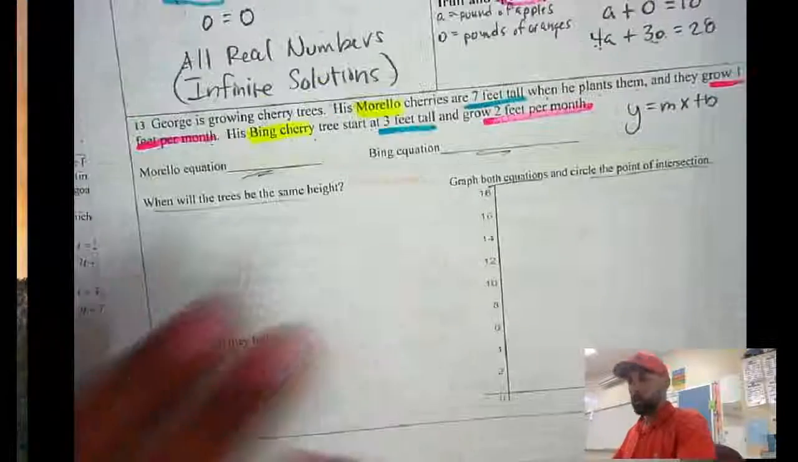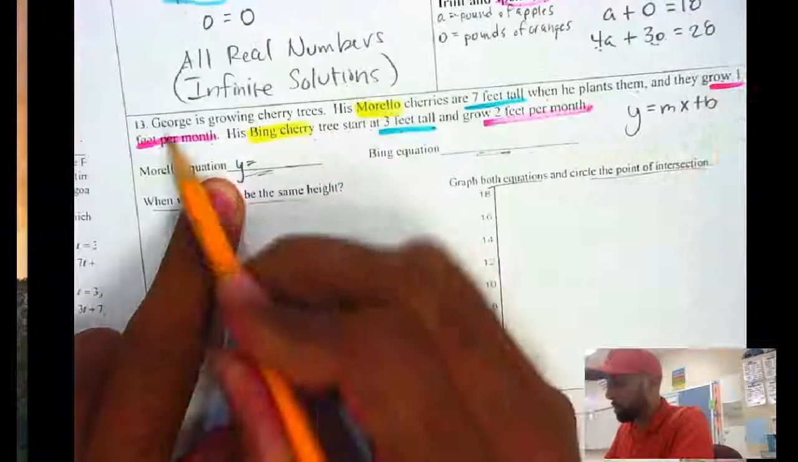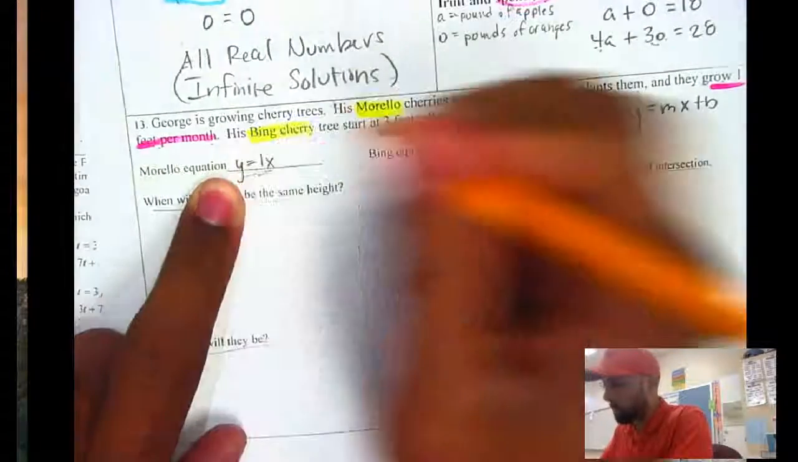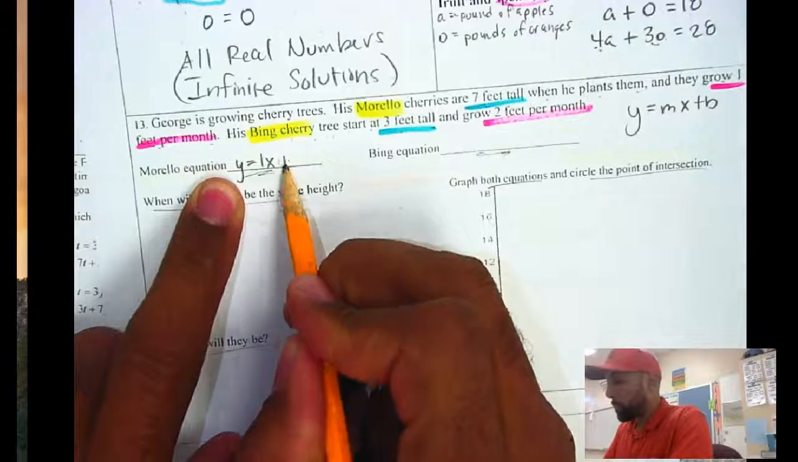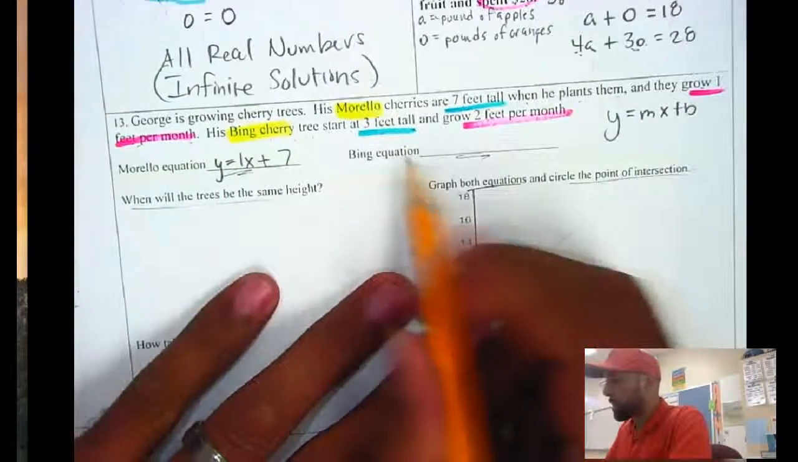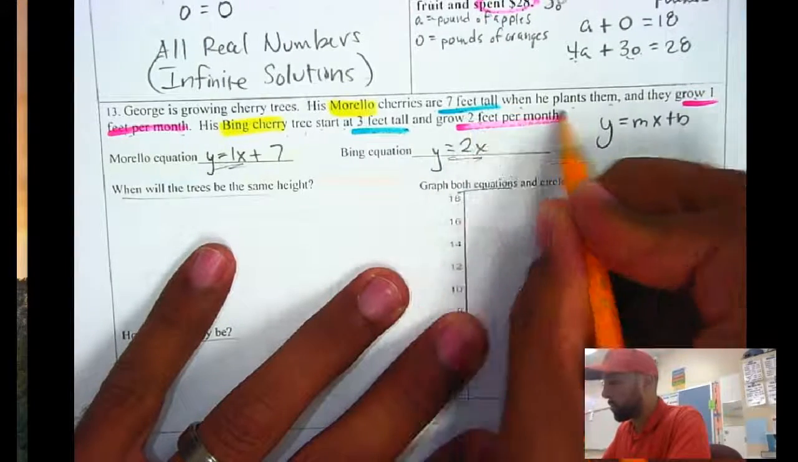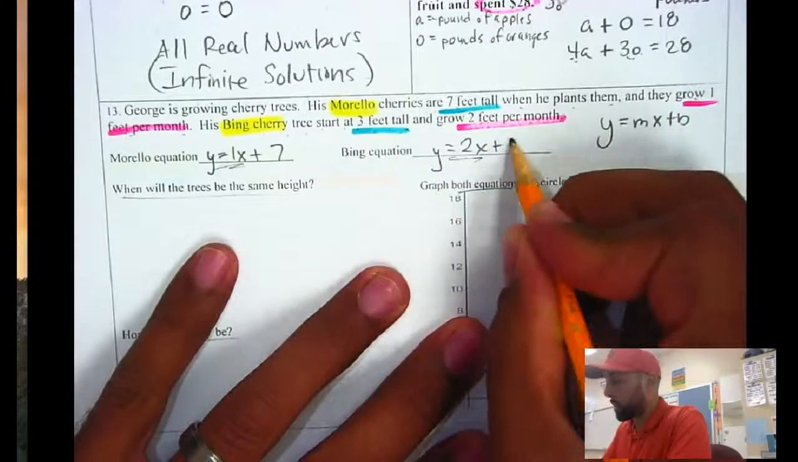So the first one, y is equal to the growth, which is 1 foot per month, so it's going to be positive 1x plus where it started, 7. Now this one is just like that, so it's y equals 2x, 2 feet per month, plus where it started at 3.